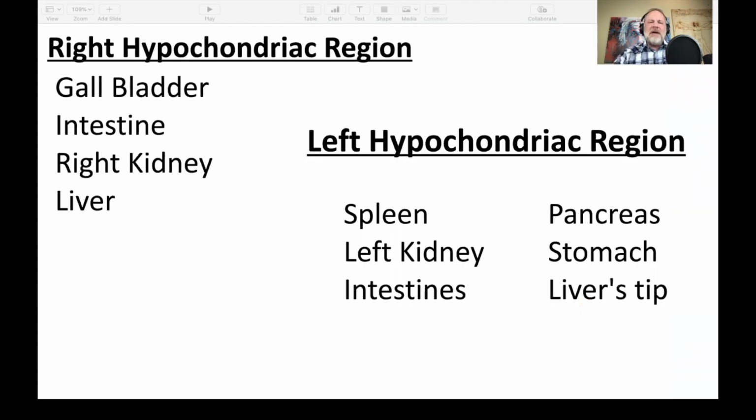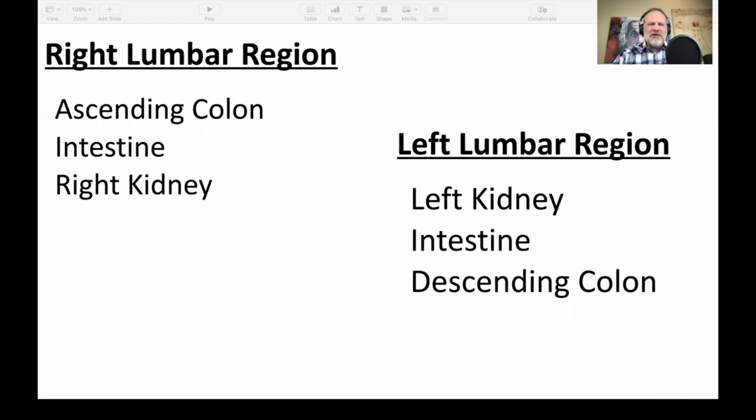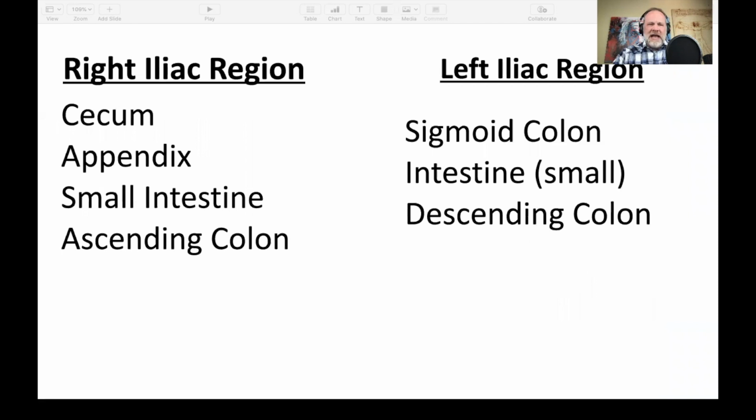Inside the right hypochondriac region, you have the gall bladder, the intestine, the right kidney, the liver. Inside the left hypochondriac region, you have the spleen, pancreas, left kidney, stomach, intestine, liver's tip. Inside the right lumbar region, you have the ascending colon, intestine, right kidney. Left lumbar region, the left kidney, the intestine, the descending colon. The right iliac region, you have the cecum, the appendix, the small intestine, the ascending colon. Inside the left iliac region, you have the sigmoid colon, the small intestine, and the descending colon.